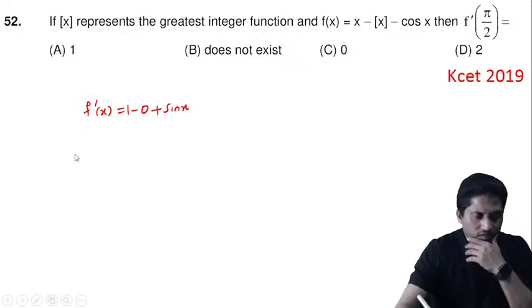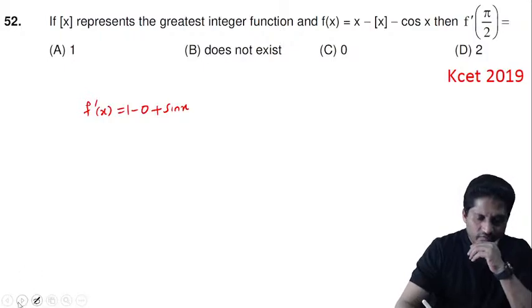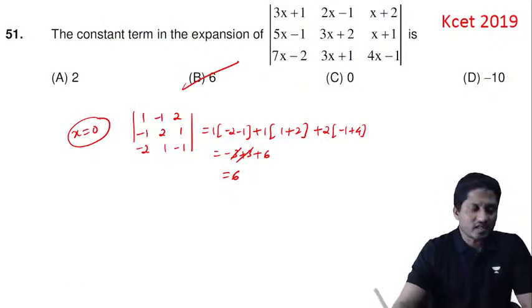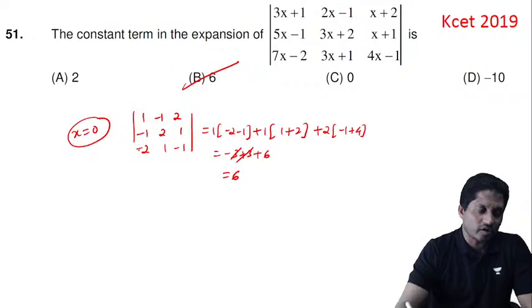Constant term is 0, na. Which constant term, Raghav? Constant term in the expansion means a variable x should not be there, right? That's why I should put x equal to 0, and then you get only the constant term.